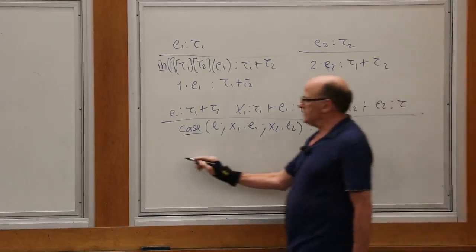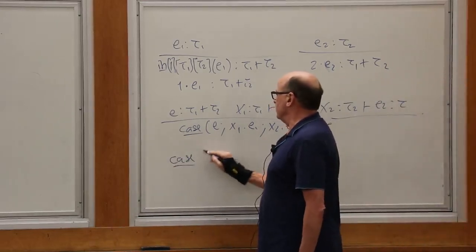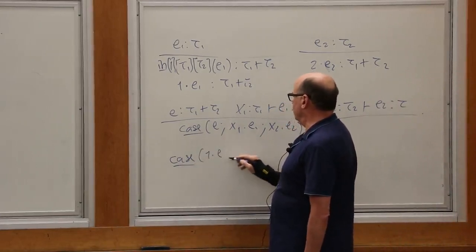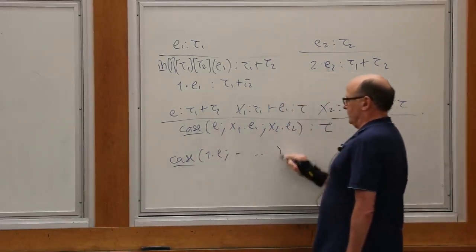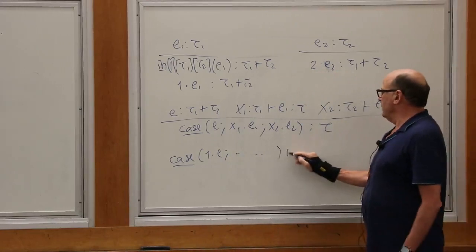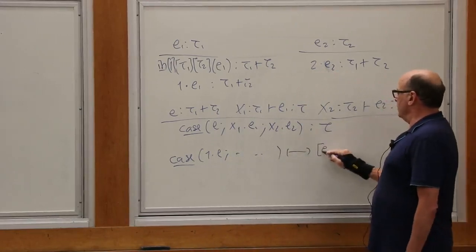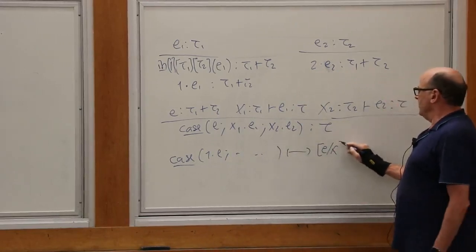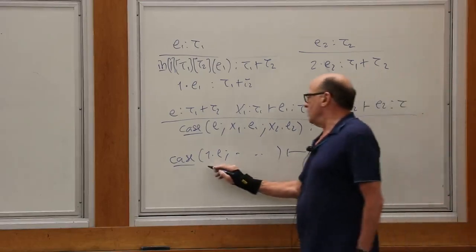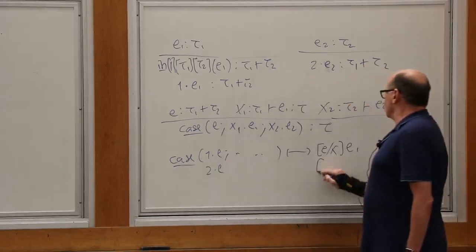And the dynamics of it is kind of what I just indicated. If I have l dot e here, and I have those arguments, which I won't write again, then the relevant transition, in the by-name setting that I'm doing, would be e for x in e1, and if I have r dot e, then e for x in e2.